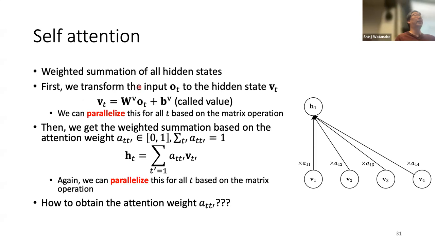It's just having a dimension in the observation, and then taking the matrix operation. That's it. We can parallelize it, right? And then if we know this attention weight, what self-attention is doing is just weighted summation, okay? This appeared in many of our lectures, right? A Gaussian mixture was also a weighted sum and so on. So we're just taking the weighted summation. This part we can also parallelize, right?